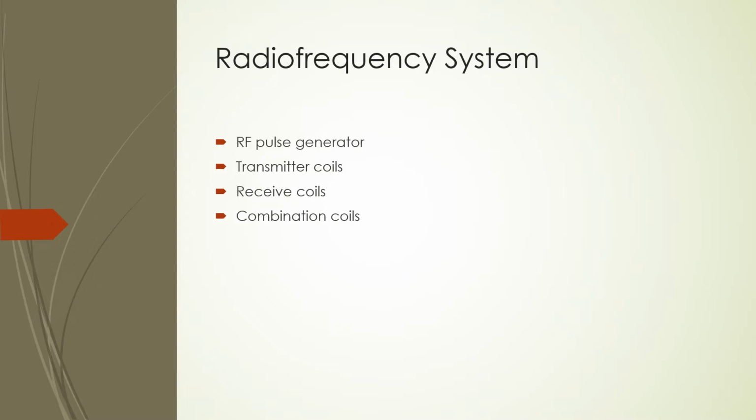We shall look next at an important component of MRI, the radio frequency coils and system. The radio frequency system is made up of the radio frequency pulse generators and coils that can both transmit and receive radio signals. The transmit-receive feature can be combined into a single coil. The next few slides will examine the radio frequency system and the coils.